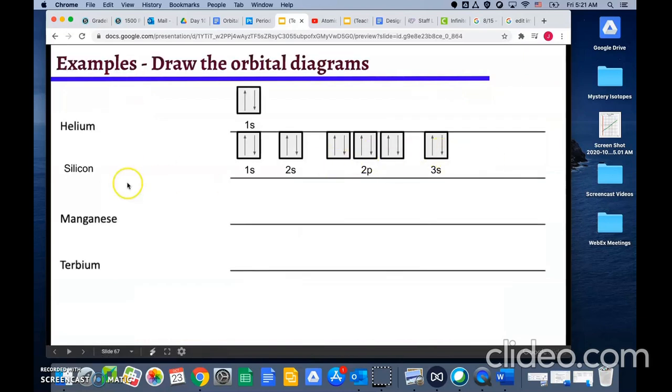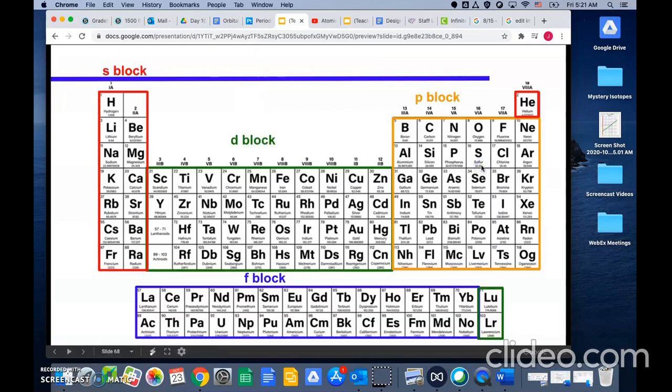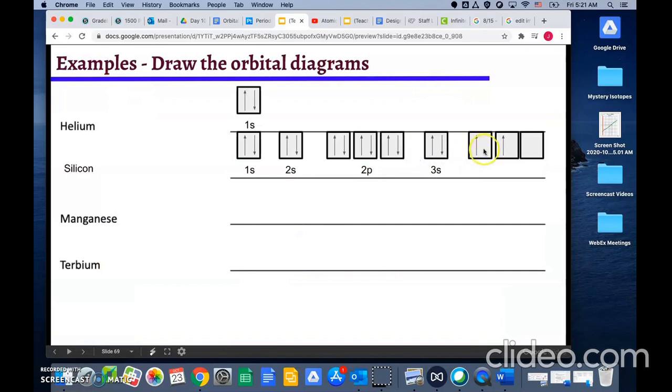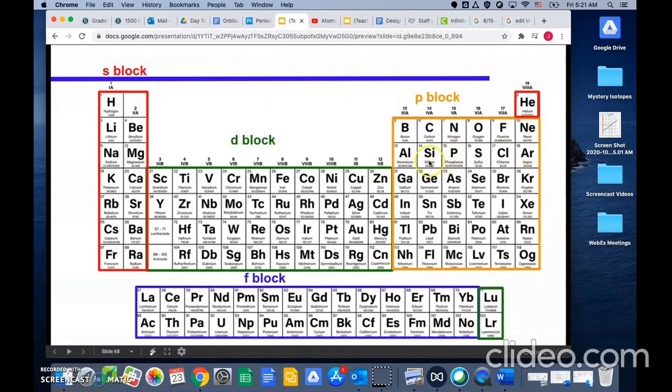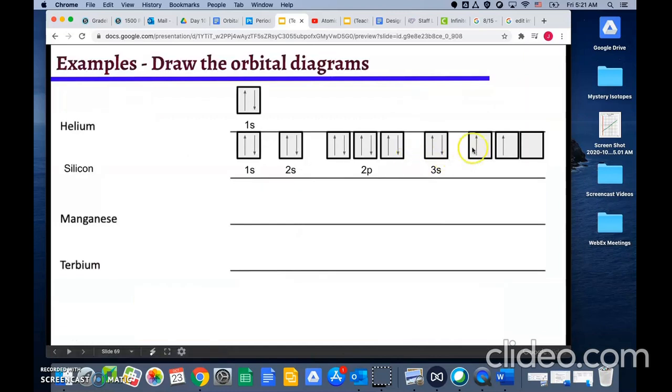And then last up, we land on silicon, which is in the 3P block. So silicon is right here. It's the second element in the 3P block. So we're going to put 2 electrons in there. Again, for the 3P block, I didn't write 3P down here, but that's okay. You can write 3P underneath here. Remember, whenever we're doing a P block, we need to do 3 boxes. And since it's silicon, we can fill in 1, 2 electrons. So 1, 2.